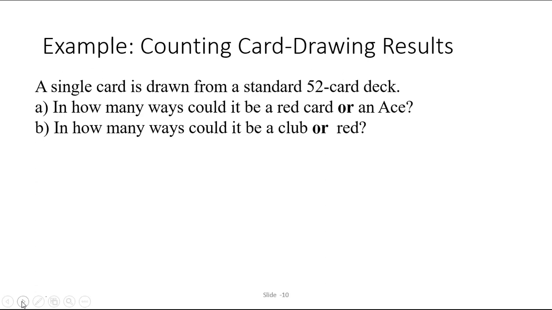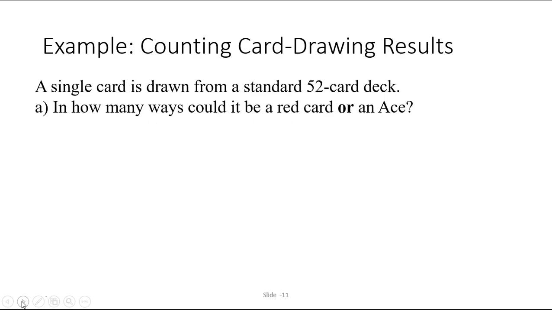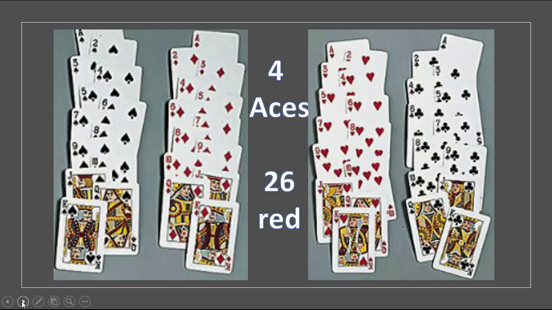We're going to look at 2 examples involving playing cards. Suppose a single card is drawn from a standard 52-card deck. First, we're going to count in how many ways could it be a red card or an ace, and then in how many ways could it be a club or a red. Starting with how many ways could it be a red card or an ace, let's look at a deck of cards, because not everyone is familiar with a deck of cards. And we're going to think about how many red cards there are and how many aces.